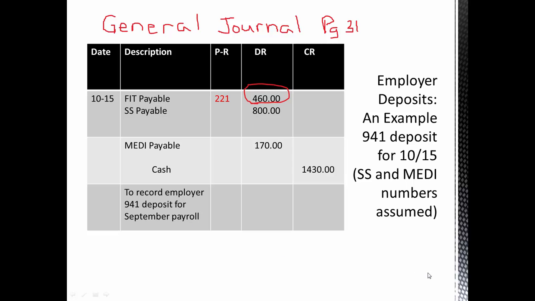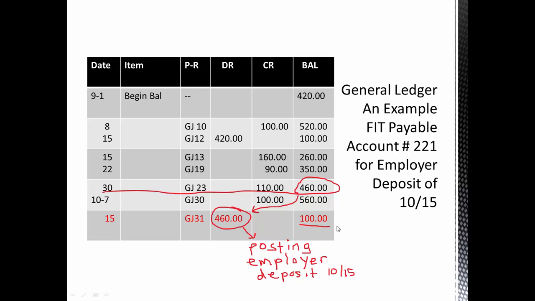Then, of course, these accounts need to be posted. And here's where we posted to the FIT payable account: copy the date, copy the amount, 460 debit. We previously had 560 credit. Credit and debit means subtract. 560 minus 460 leaves us a $100 balance at the end of October 15th.